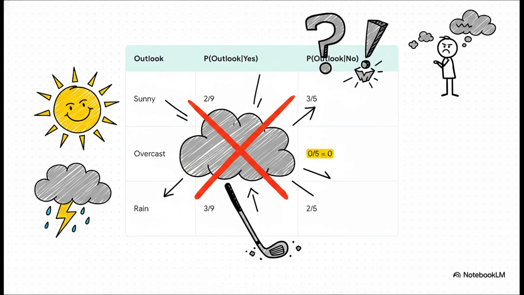But, Houston, we have a problem. Look at this. When the outlook was overcast, how many times did people not play? 0. Out of 5 no-play days, none of them were overcast. That gives us a probability of 0.